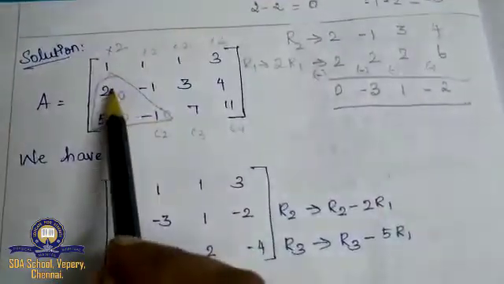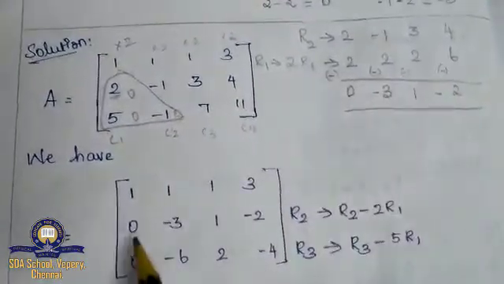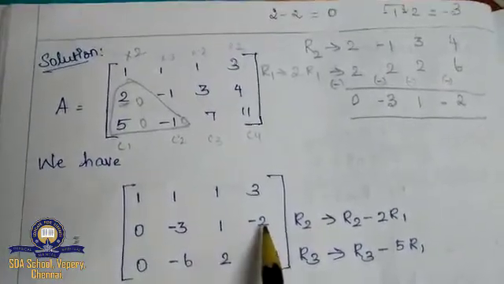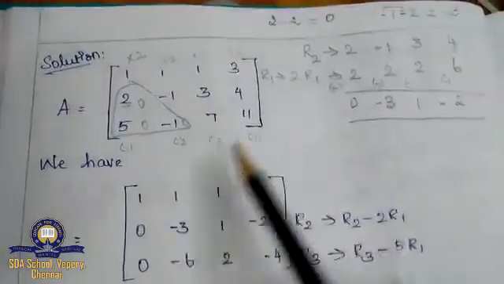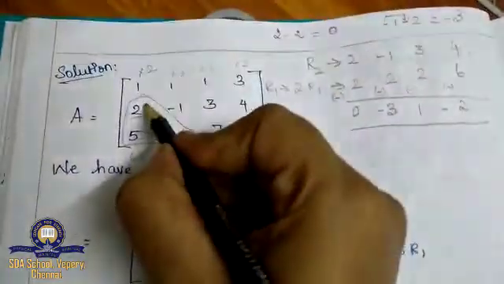So you have to vanish this value and write the new value. See, I have written here 0, minus 3, 1 and minus 2. Similarly, next is what? So I made this element as 0. So the first part is over.